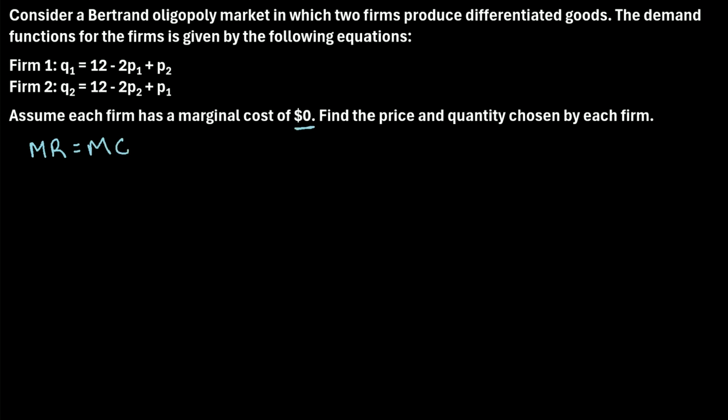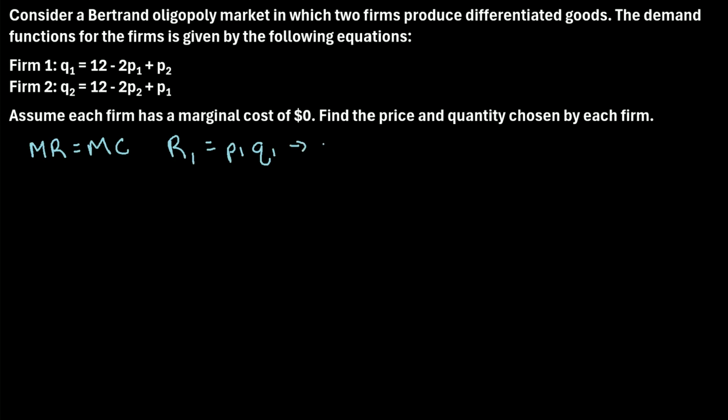We know that their marginal cost is 0, so we just need to figure out their marginal revenue. Well, we'll start by finding the revenue function. Let's say R1, the revenue for firm 1, is equal to P1, the price that firm 1 charges, times Q1, the quantity that they sell. This is our basic equation for revenue. Revenue is price times quantity. Now we're told that Q1 is equal to this right here, so we can plug this in for Q1 into our revenue function.